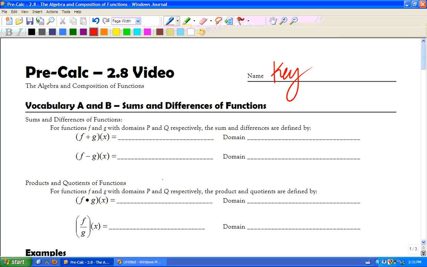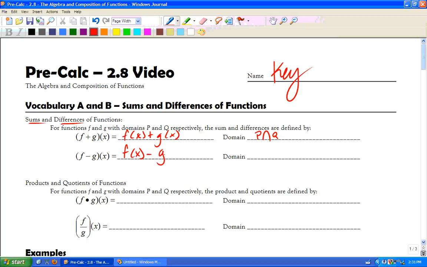So what we're going to be looking at is what happens when we add, subtract, multiply, and divide functions. The first is sums and differences of functions. For functions f and g that have domains p and q, the sum and difference are defined by f plus g, which is really just f of x plus g of x. The domain is the intersection of p and q. Another way of saying it is all the elements that are in p that are also in q. It's where they cross.